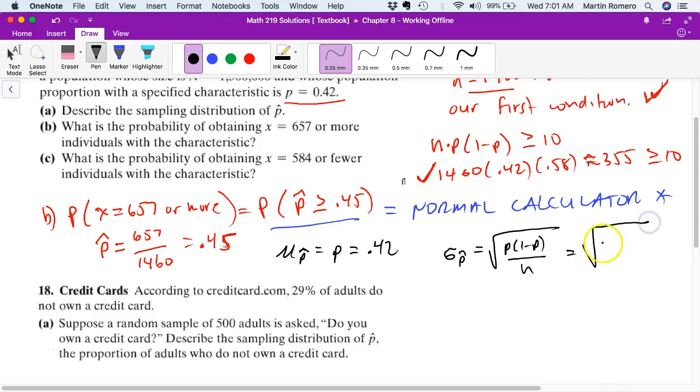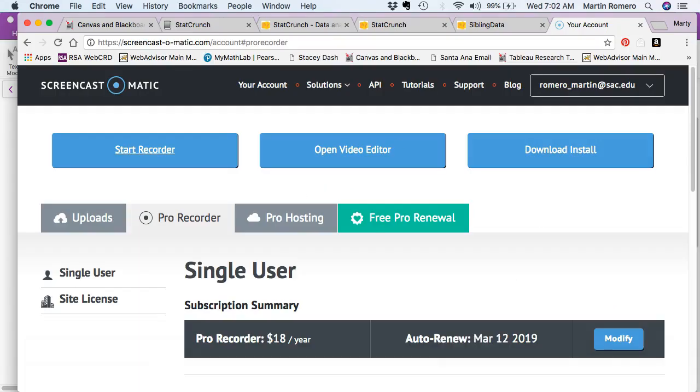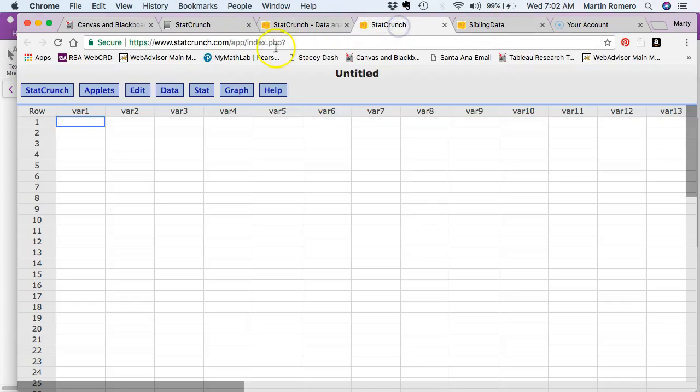If we calculate that with the numbers, we need 0.42 times 1 minus 0.42, which is 0.58, divided by 1460. And what we get there is 0.013 approximately. Now with those two numbers, 0.42 and 0.013, and 0.45, we can go to StatCrunch and calculate that value.